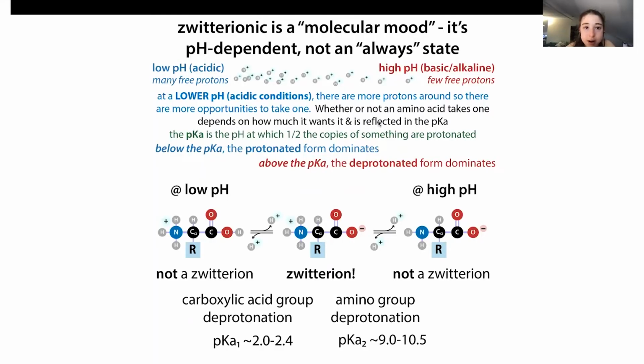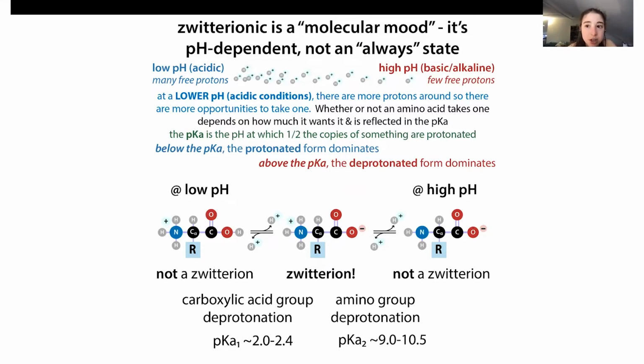So yeah, zwitter comes from the German for hybrid, so it's a hybrid of ion. Ion is charged things. And so you have this plus charge, this minus charge, neutral overall, and it's zwitterionic. Note that zwitterion is not a molecular mood. I like to think of it as pH dependent, and not always the state.